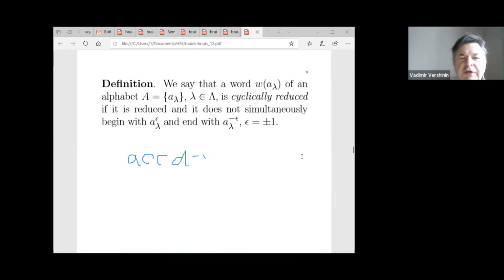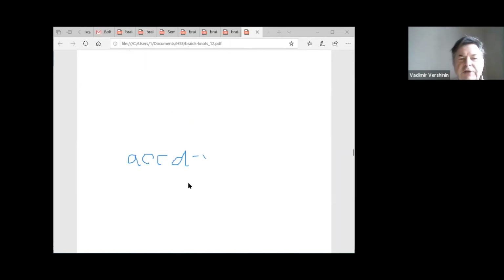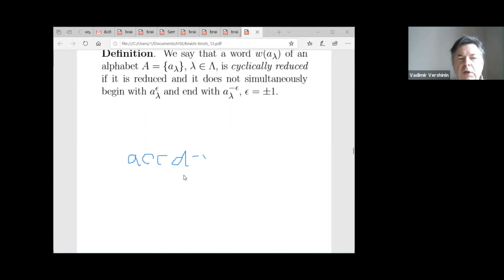The word is cyclically reduced if it is reduced, of course, and there is no situation like here, A and A minus 1, where you should erase both of them. And this actually gives you the solution. First of all, you put your word in reduced form, like this. Then, as a Turing machine, you look at the first letter of your word, and this is a finite procedure. You look at the last letter of your reduced word.